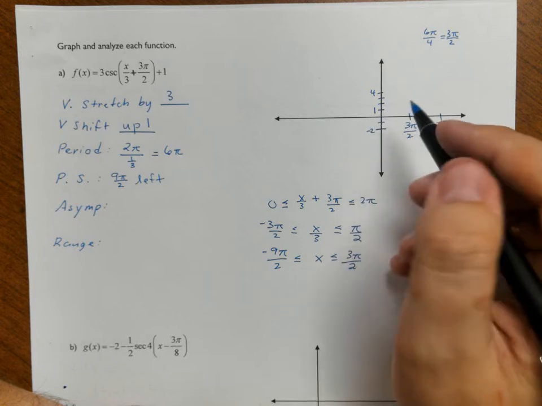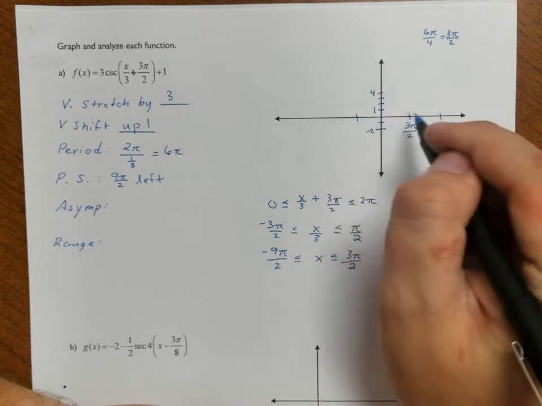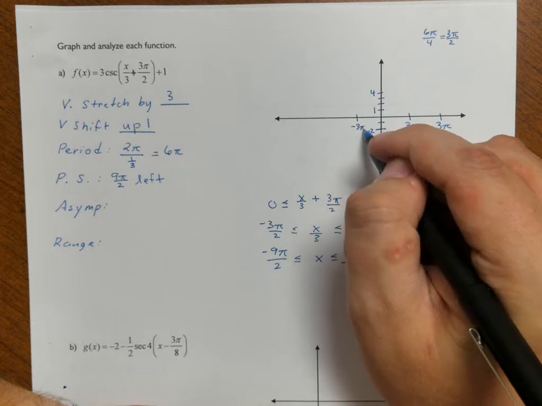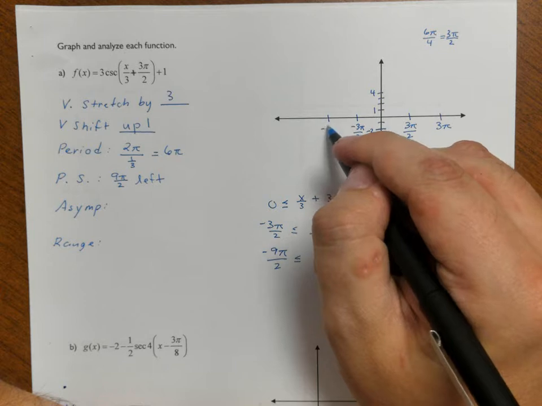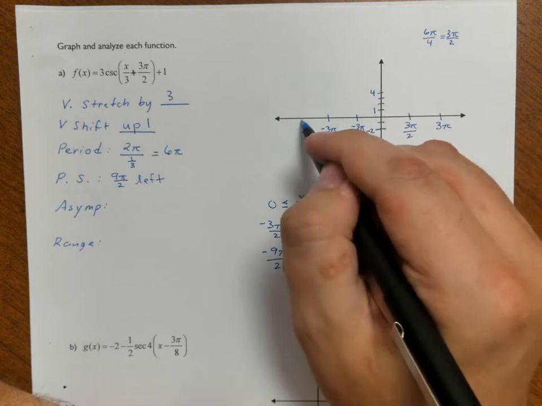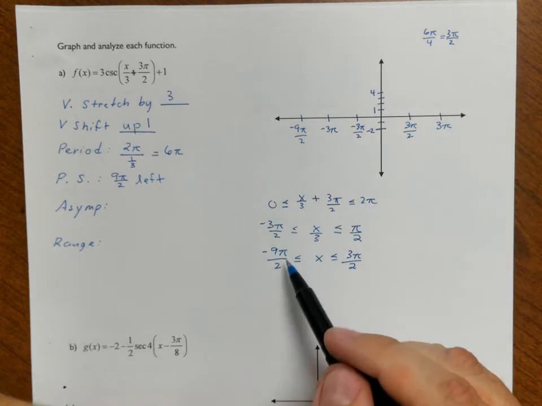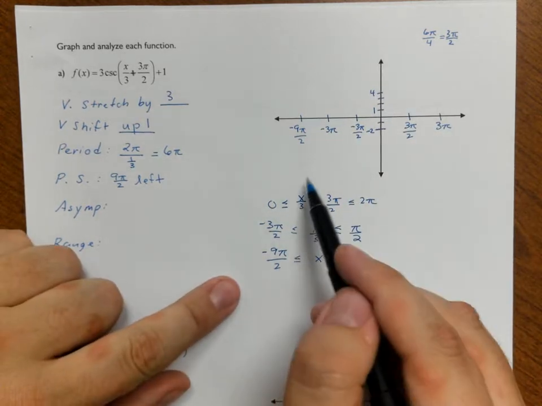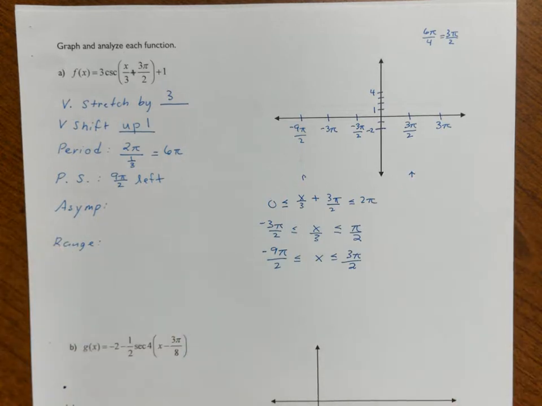So let's worry about counting in the negative direction. I go from 0, trying to space these out approximately equally, negative 3 pi over 2, negative 6 pi over 2, which is negative 3 pi, and then I have negative 9 pi over 2. That's what I know I'm doing. I'm graphing between negative 9 pi over 2 and 3 pi over 2. All right. My axes are prepped.